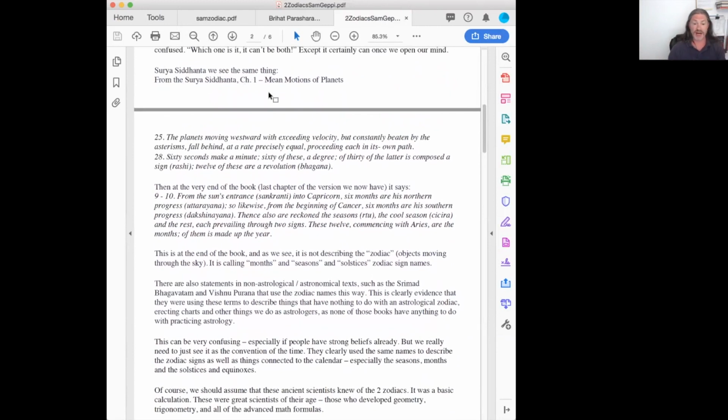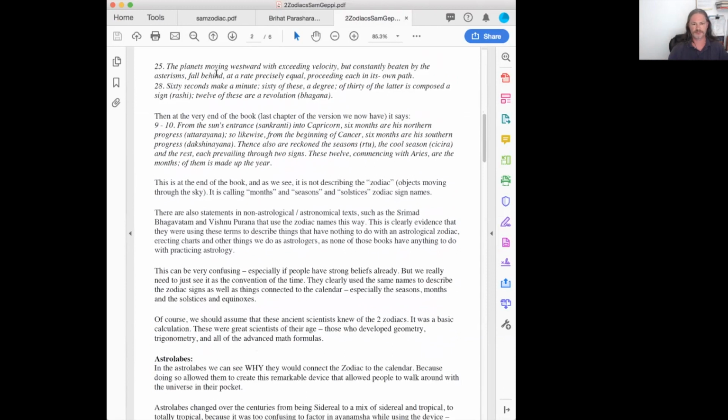From the Surya Siddhanta, chapter 1, at the very beginning, and you'll see when I get into the Indian quotes, at the beginning is where they define the zodiac and they define the calculation. So chapter 1, the mean motions of planets, it says: the planets moving westward with exceeding velocity but constantly beaten by the asterisms fall behind at a rate precisely equal, proceeding each in its own path. 60 seconds make a minute, 60 of these a degree, and 30 of the latter is composed of a sign or rashi. 12 of these are a revolution.